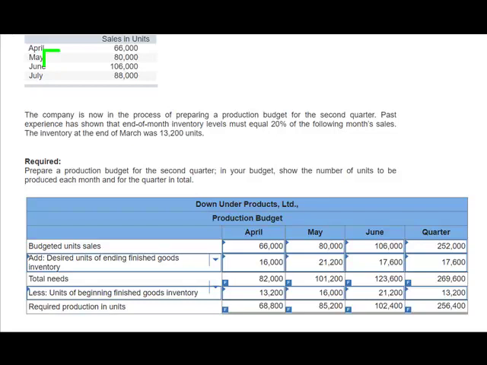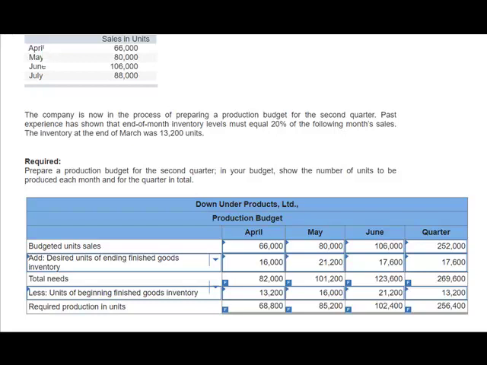But for the desired ending finished goods inventory for the quarter, you're not going to add the April, May, and June numbers across. It wouldn't make sense to do that. Instead, you're going to put the desired ending finished goods number for June into the quarter column also. And that's because the number of units we expect to have as of the end of June, that's the same number we expect to have for the 3-month quarter. So we're talking about the exact same time. The end of June is also the end of the quarter.